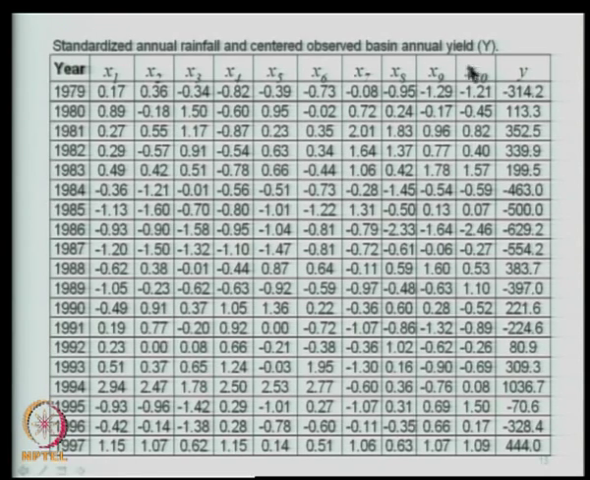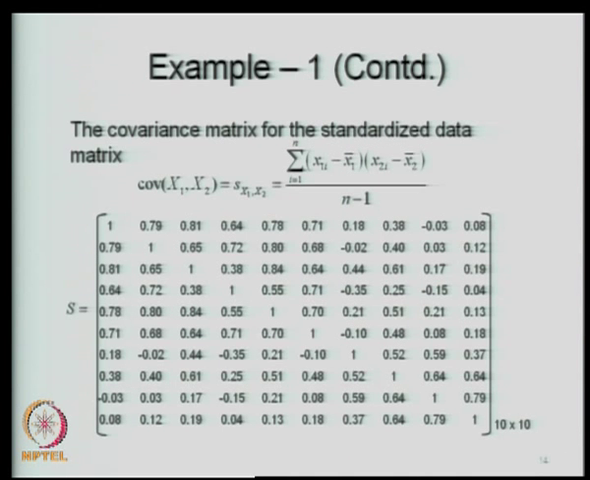Now, you focus on these sets of values, x1 to x10. You have 19 values associated with each of them. We will obtain the covariance matrix for these 10 variables in preparation for our principal component analysis. So, how do we obtain the covariance?